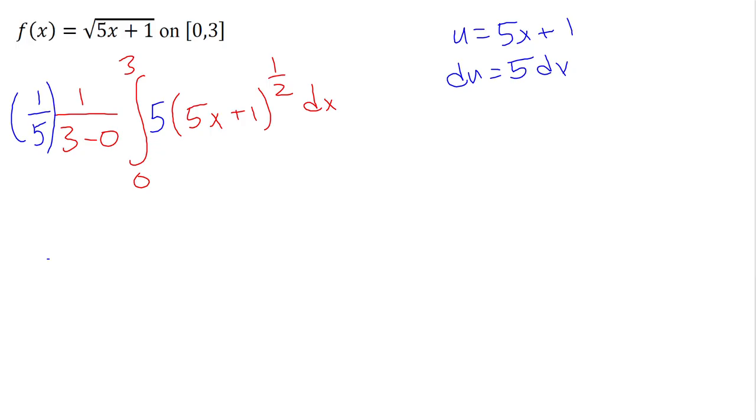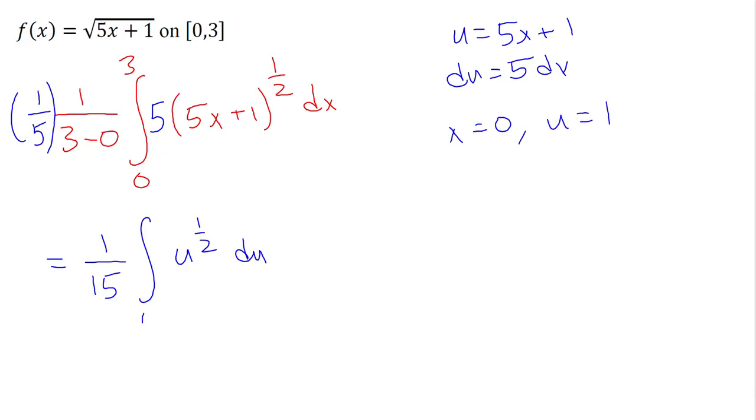And so now we should be able to rewrite this as 1/15 of the integral of u to the 1/2 du. And when x is equal to 0, u is equal to 1. So our lower limit will become 1. And when x is equal to 3, u is equal to 16. So our upper limit will become 16.